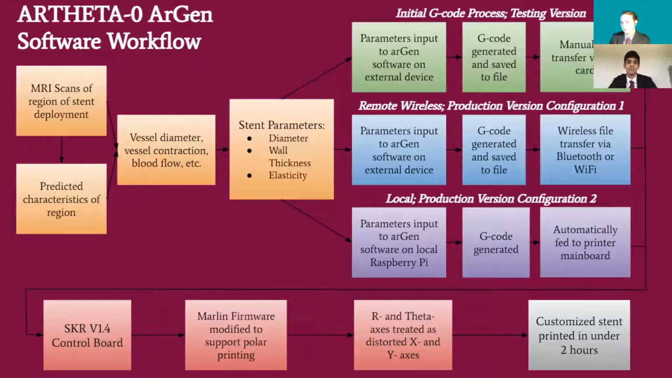The first of these is we have the option of transferring that file manually via an SD card. The second option is transferring that file wirelessly from RGen to the mainboard, and that would be via Bluetooth or Wi-Fi. And then the third option, which we are currently working on developing, is making it such that the RGen software would actually be implemented locally on the printer. And this would eliminate the need for an external machine altogether, and it would just automatically run all of the G-code directly to the mainboard.